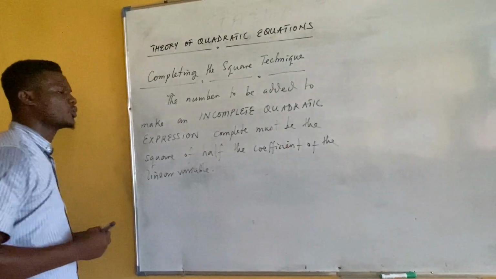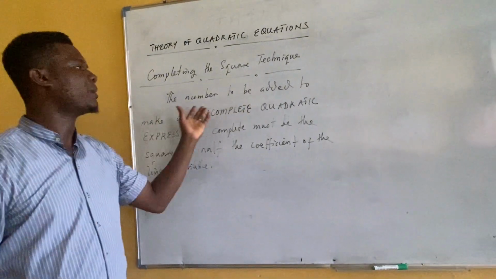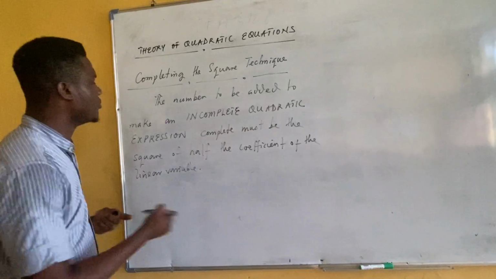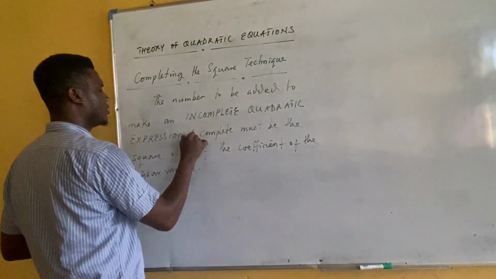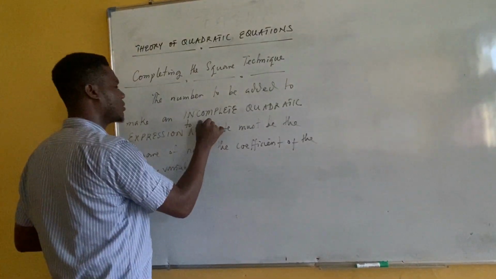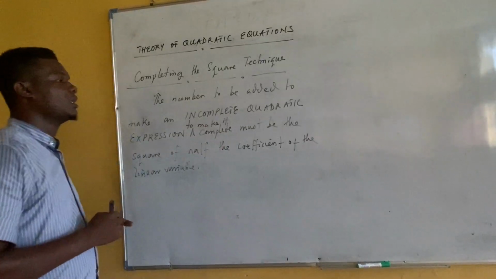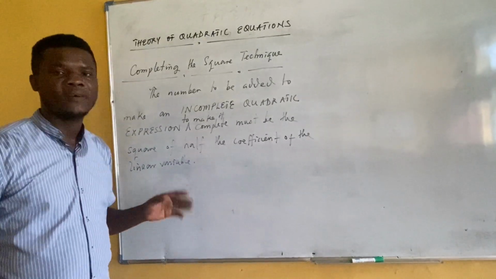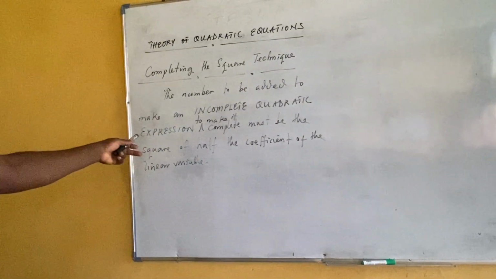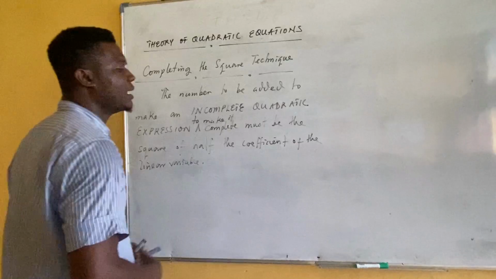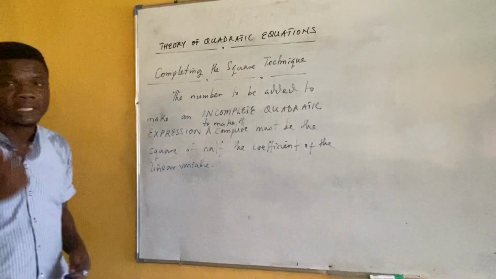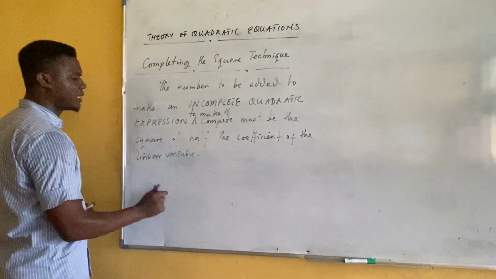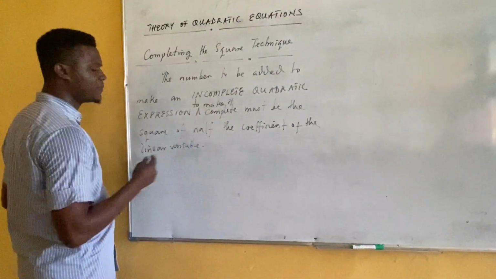Okay? So, the technique states that the number to be added to an incomplete quadratic expression to make it complete must be half the square of the coefficient of the linear variable. So I'm going to be using this particular technique to explain how to solve a quadratic equation. Okay, so let's look at it from this angle. Let's bring up that problem again.